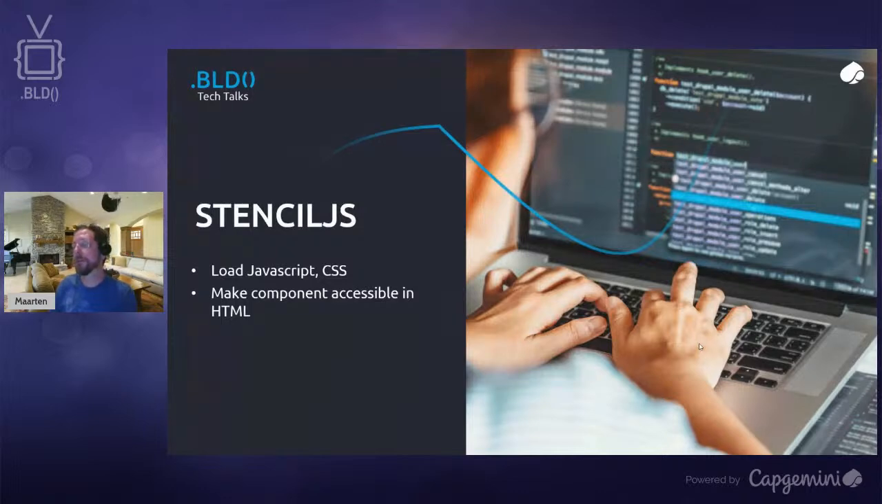Okay, so if we use the Stencil JS component that we just created, with the invert method in it and the reflecting property, obviously you're still going to need the JavaScript and the CSS, and you have to make it accessible in your HTML. But again, what if you have 100 components?